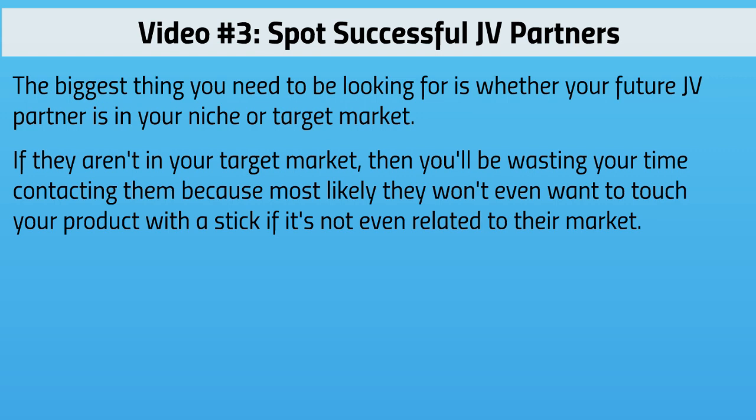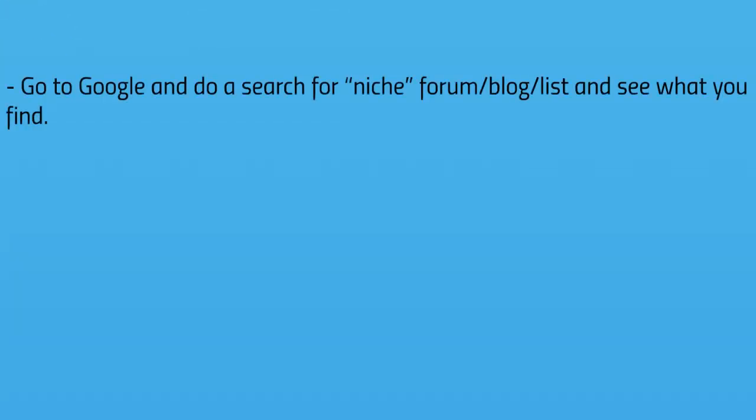So as a successful JV partner, they have to be very aware of promoting products that their list would actually like, and at the same time, that is not in direct competition with their product. So your product has to be complementary in a sense to their product. So here are just some ideas on how you can go about finding JV partners.